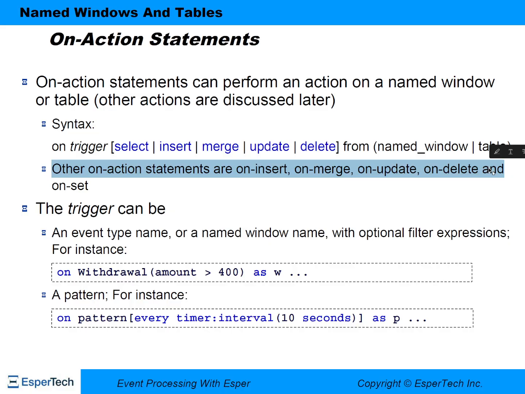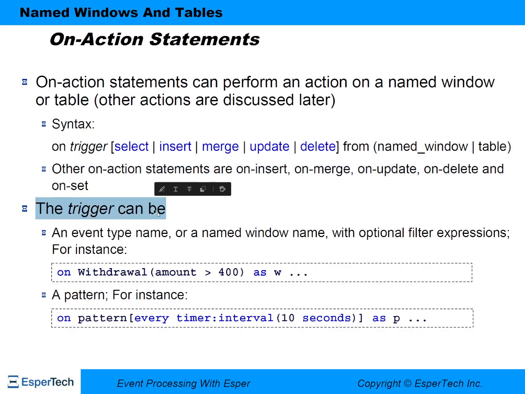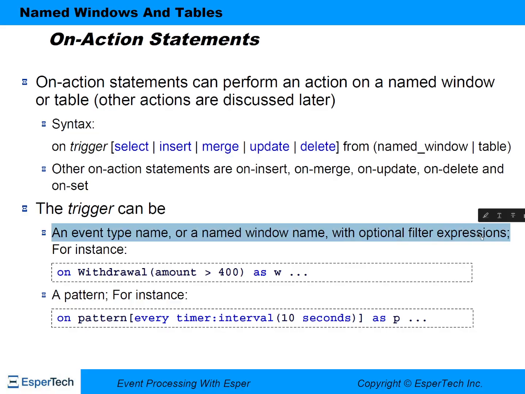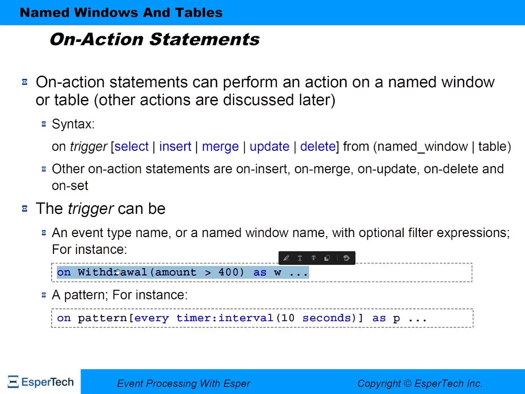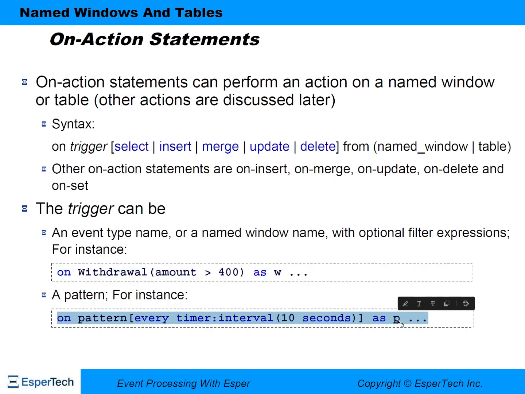The trigger can be one of the below. The trigger can be an event type name, or a named window name, with optional filter expressions, for instance, on Withdrawal(amount > 400) as W. The trigger can also be a pattern, for instance, on pattern [every timer:interval(10 seconds)] as P.